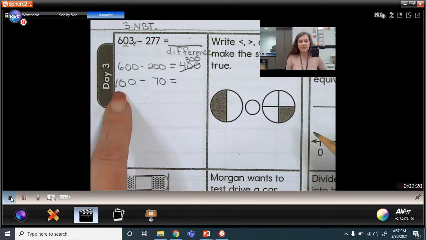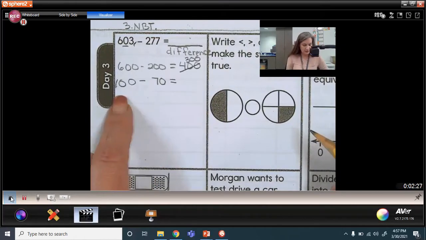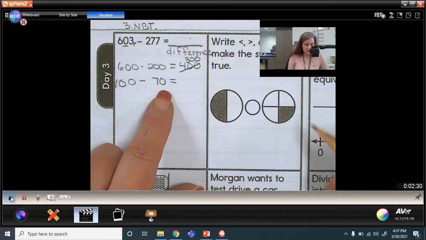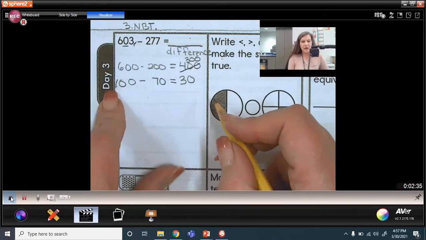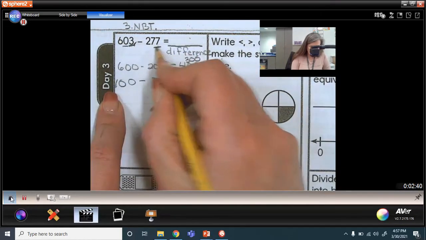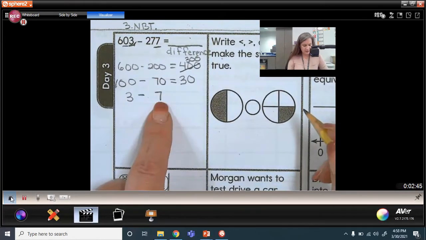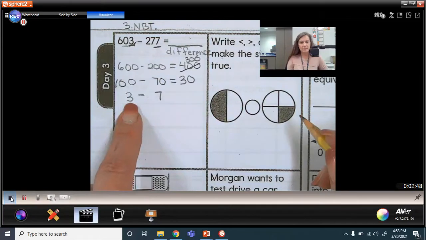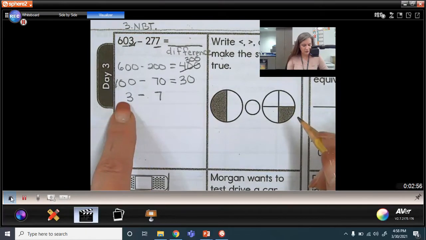Well, 10 tens is 100. So that tells me I have 10 tens minus 7 tens, because that's what 70 is, 7 tens. So 10 tens minus 7 tens is 3 tens, or 30. And 30 plus 70 is 100. Now I'm going to subtract my 1, so I have 3 minus 7. Can I subtract 7 from this 3? No, because I do not have enough ones to subtract if there's only 3.